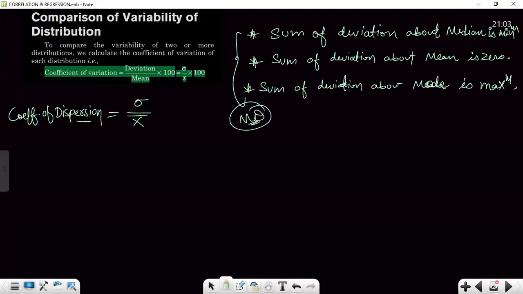Sum of deviation about median is minimum. Sum of deviation about mean is 0. Sum of deviation about mode is maximum. And if you do not take notes now, then at least take notes when I say that these points are particularly picked from previous year questions, because no book will provide you these points which are directly taken from the previous year questions.